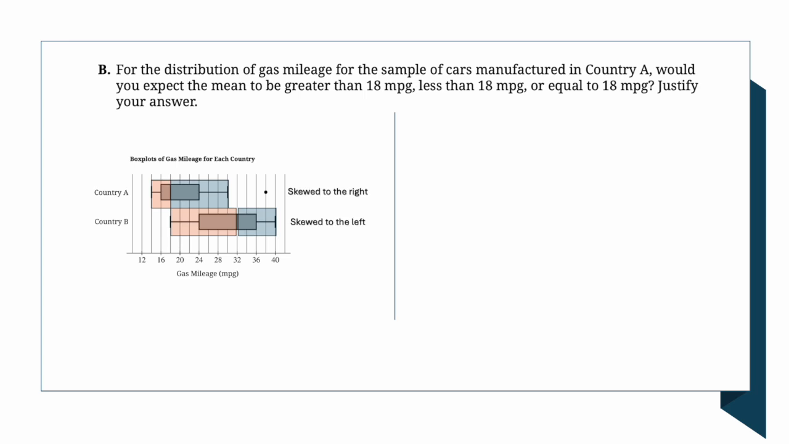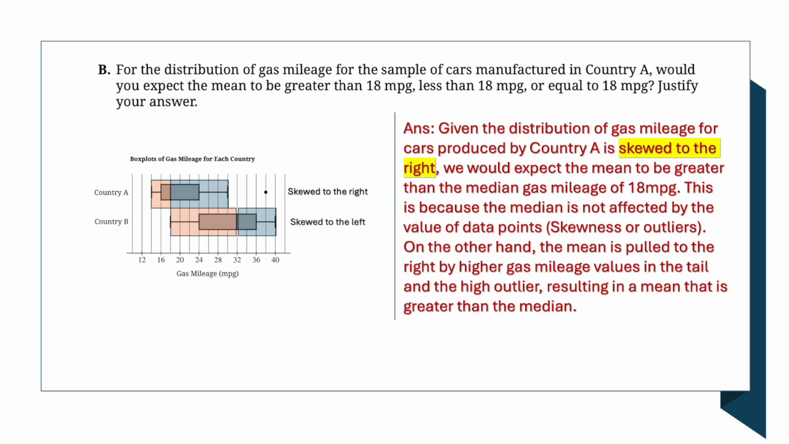So the mean is going to go past the median, or it's going to be more than the median of 18 miles per gallon. So our answer would be: given the distribution of gas mileage for cars produced by country A is skewed to the right, we would expect the mean to be greater than the median gas mileage of 18 miles per gallon. This is because the median is not affected by the value of data points. It's affected by the number of individuals, not by the value of those points.